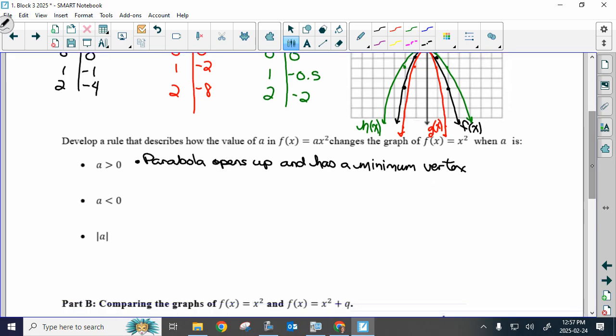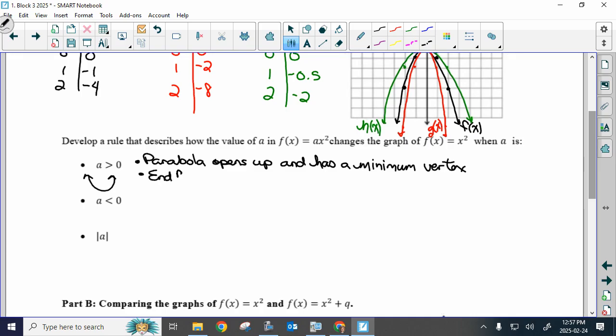So the parabola opens up and has a minimum vertex. That's if the A value is positive. So if we're opening up, that's what it's going to be described as. Next year, instead of saying opening up, opening down, I'm going to say what's the end behavior. And you're going to say it started in quadrant 2 and it finished in quadrant 1. So if your A value is positive, I'm just going to put that little note in here.